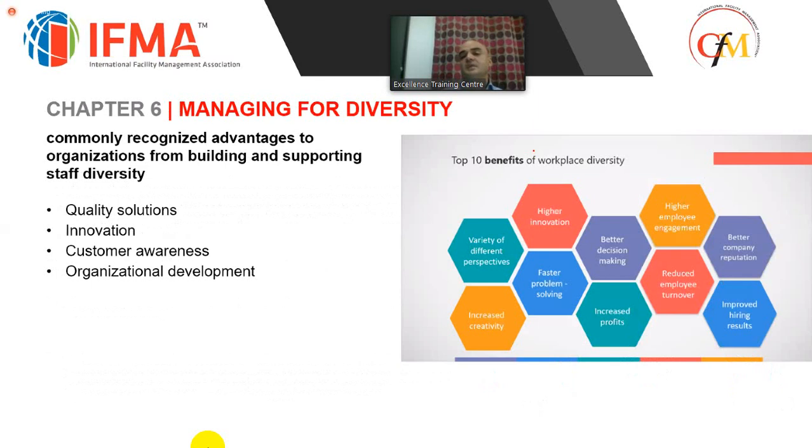Managing for diversity. Diversity in the workplace is a big thing now. We find all the multinational organizations talk about diversity. We in Qatar are living in a very diverse workplace. If I look at the nationalities of the people in the class, I'm sure I will have more than 5, 6, maybe 10 nationalities. Even diversity is not only related to race and nationality. Diversity is happening based on age, experience, based on sex, male, female, and so on.